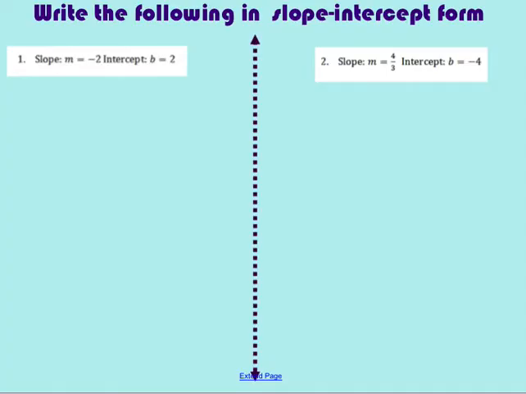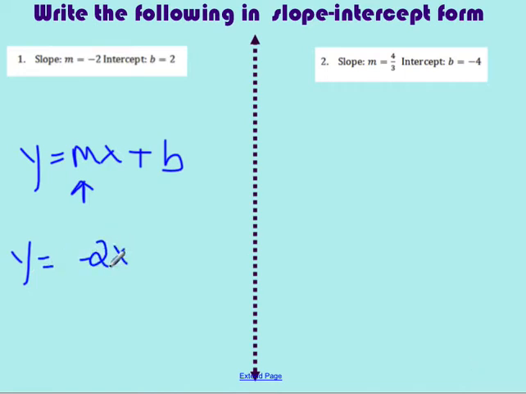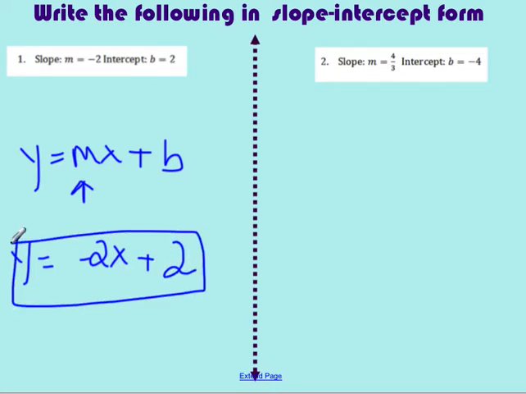Let's take a look at number 1. For number 1, we want to simply put this into slope-intercept form. Remember that slope-intercept form is y is equal to mx plus b. Remember m is your slope. My slope is -2, so the y will stay there, and I'm simply going to substitute in -2 in place of my m and keep my x there. And my y-intercept, b, is equal to 2, so instead of writing b, I'm going to write 2. So this is the slope-intercept form given the slope and the intercept.